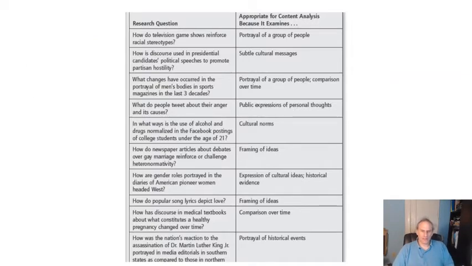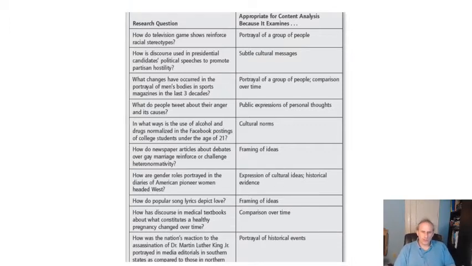So what kinds of research questions are appropriate for content analysis? These are all examples from your book. For example, you could look at how do television game shows reinforce racial stereotypes? Look at how groups of people are portrayed on those television game shows and see what the racial dynamics are through various coding. You could also look at how do newspaper articles about debates over gay marriage reinforce or challenge heteronormativity? How are ideas framed? What words occur most frequently, and so on.